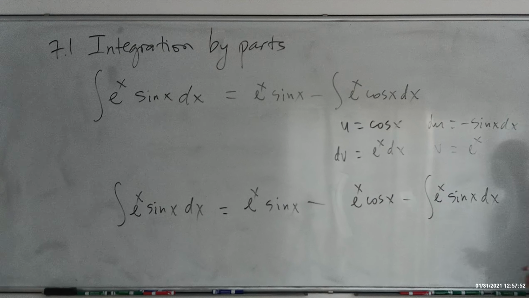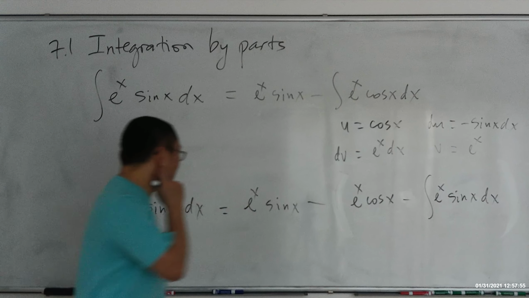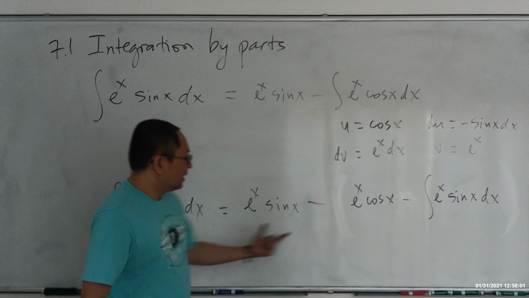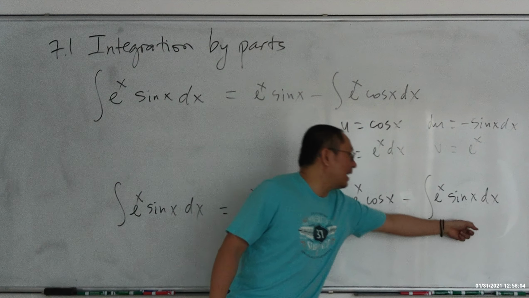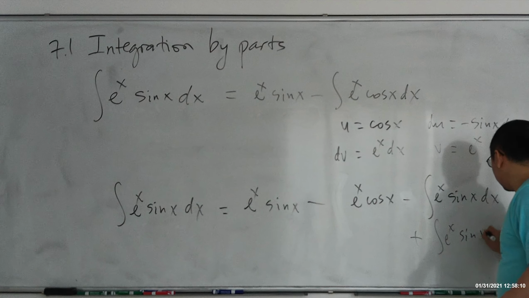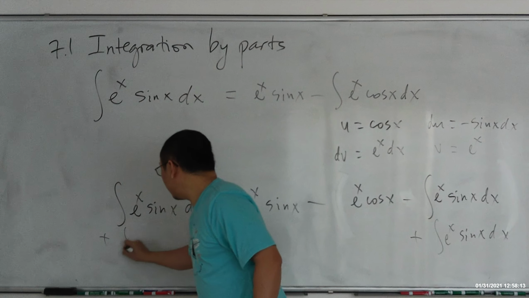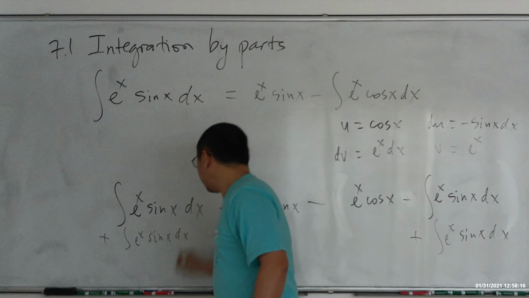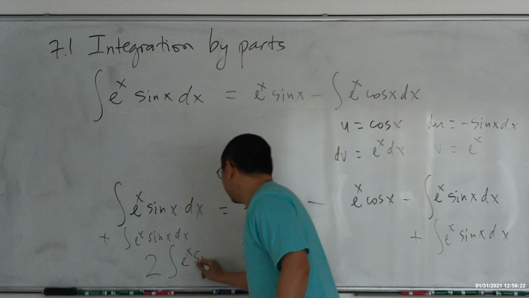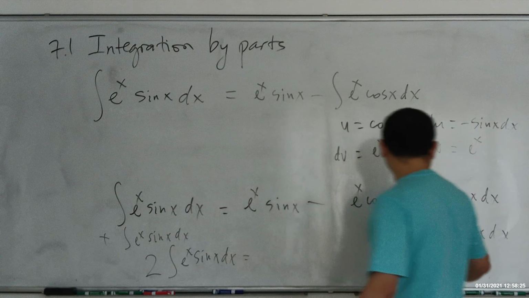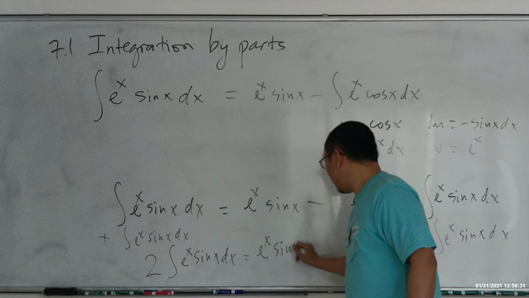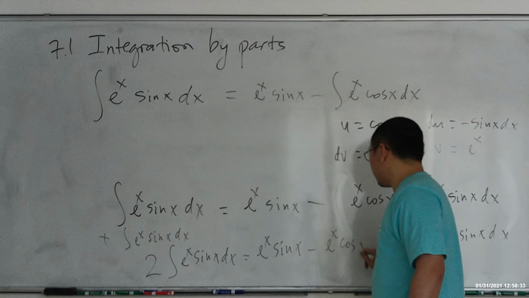And here comes the best part of this type of problem. Even though you still don't have the direct answer yet, on the left hand side you have the integral of e to the x sine x dx. This one was subtracted, right? So let's add that integral on both sides. Add the integral of e to the x sine x dx on this side, and on this side. So on the left hand side you have twice the integral of e to the x sine x dx. And on the right hand side, the minus and plus cancel out. You get e to the x sine x minus e to the x cosine x.